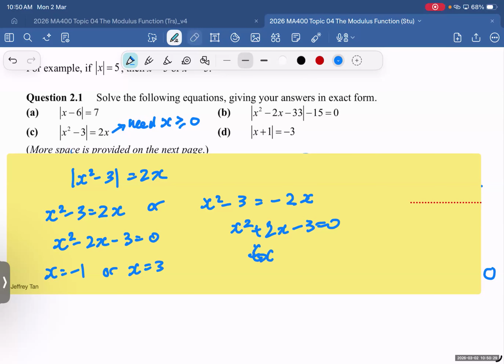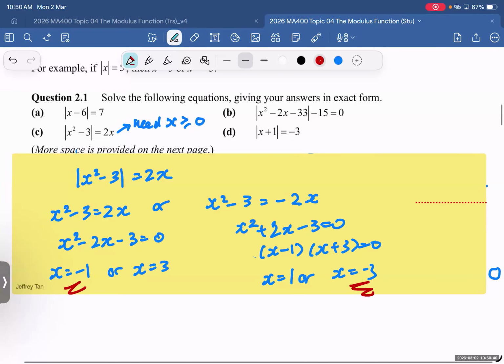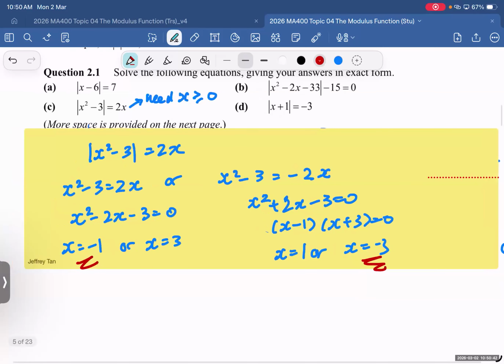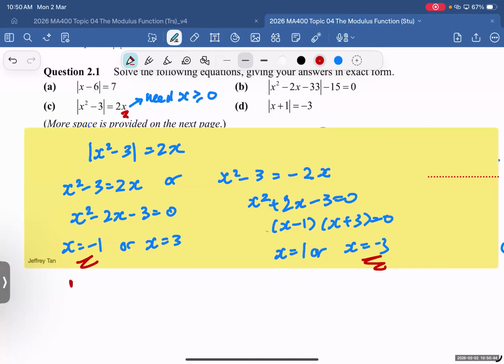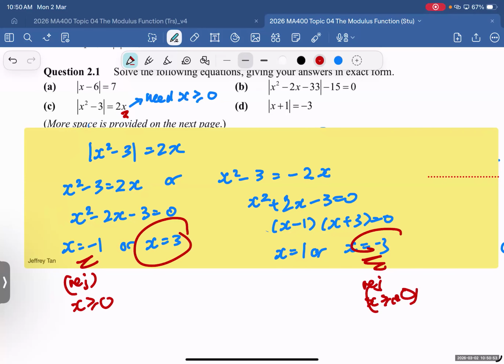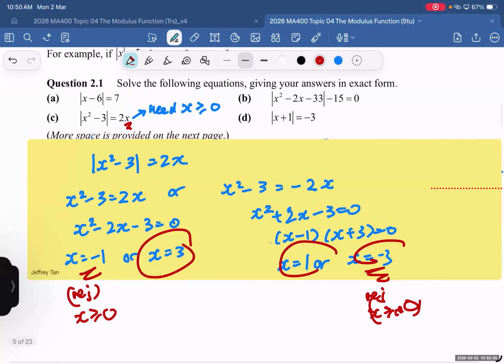(x + 1)(x + 3) = 0, so x = 1 or x = -3. Okay? So these two I have to reject, because you need x to be more than or equal to 0. I reject these. So the remaining two are the answer for 2.1c.